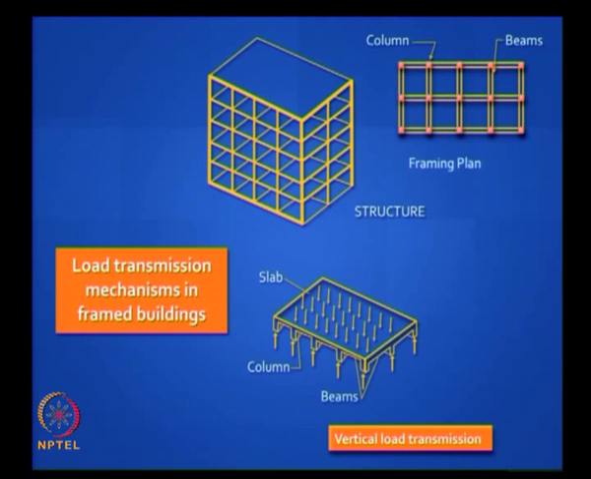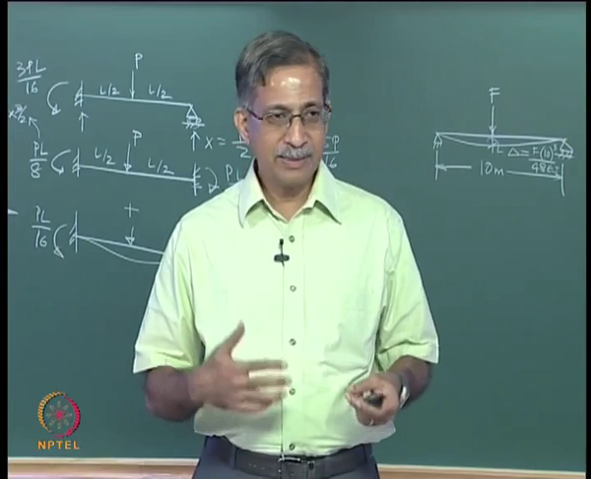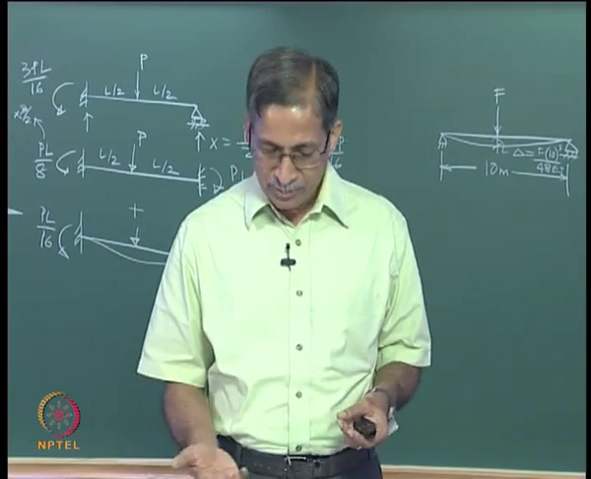If you have tall buildings, you have a problem of both vertical load transfer and horizontal load transfer. So, let us take a typical framed building like this, you have columns and beams. Can you see this, this is the framing plan where you have columns and beams, they are integrally connected and the loads are transmitted from the slabs to the beams, to the columns, to the foundations, story by story. It is simple to understand.